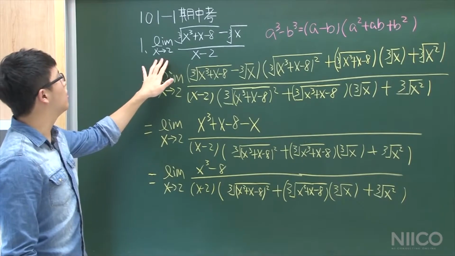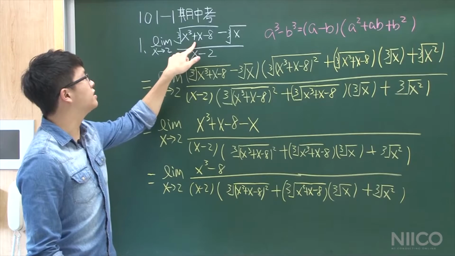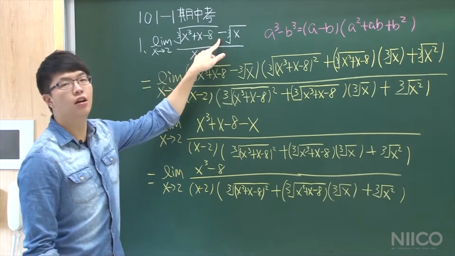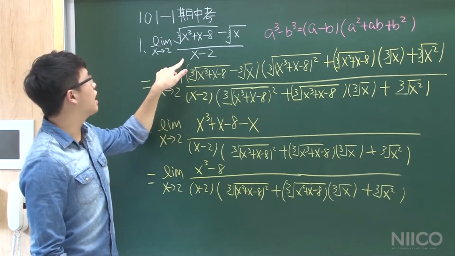Hello everyone, let's now take a look at the first problem. In this problem, we need to find the limit of the third root of x to the third plus x minus 8, minus the third root of x, divided by x minus 2, when x approaches 2.